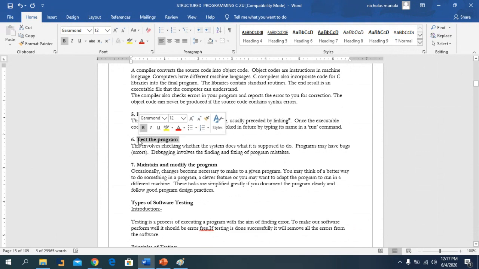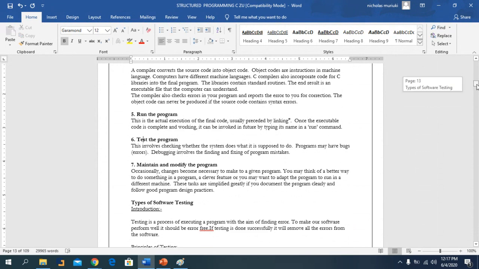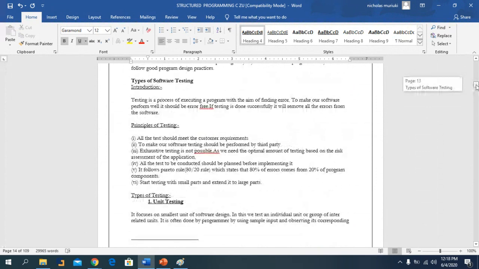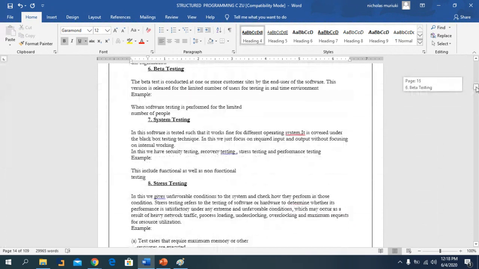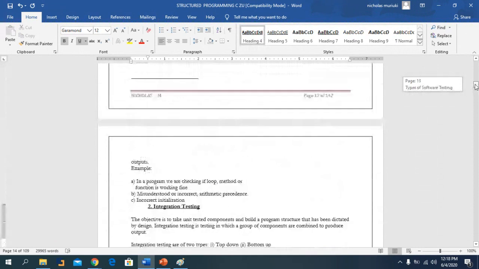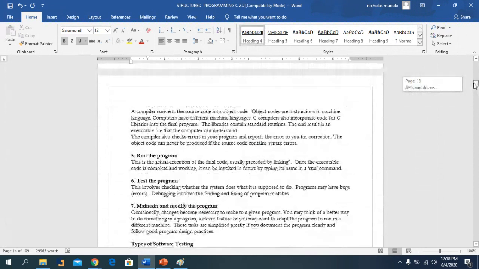When you test for errors, there are various tools and methods that you can use. You can use isolation, integration testing, regression testing, unit testing, beta testing, system testing, stress testing, and performance testing. All these are testing types that you can go through when you are coding, so that you can rectify the errors. And then you debug the program. Debugging involves finding the errors and fixing those errors.